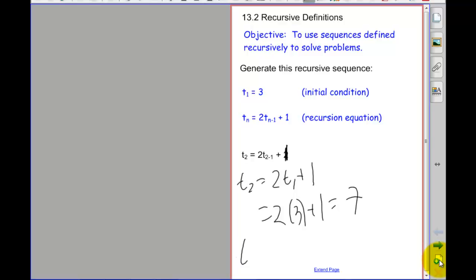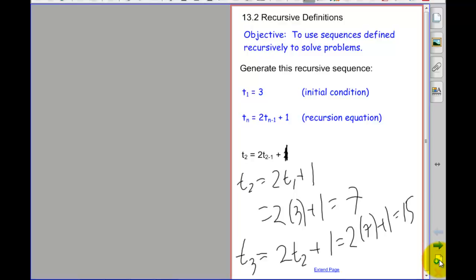So guide me through finding t sub 3 now. Right? Plus 1. So twice the previous answer, 7, plus 1, and we get 15.